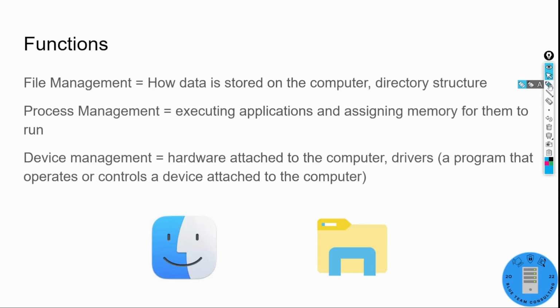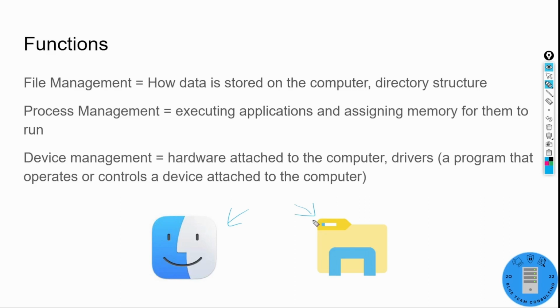Going into functions, these are where we have different functions in your computer. The main 3 are going to be file management, process management, and device management. File management, as I'm sure you've seen on a Mac, this is going to be your Finder. If you click it, this is where all of your files are stored and you access your documents, your user folder, your downloads, your desktop, etc.